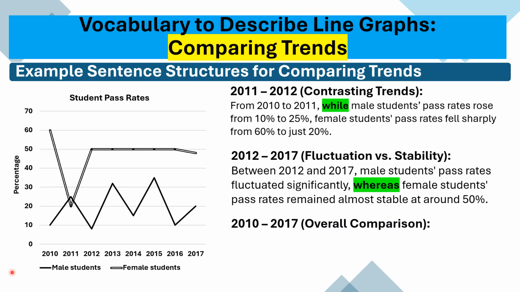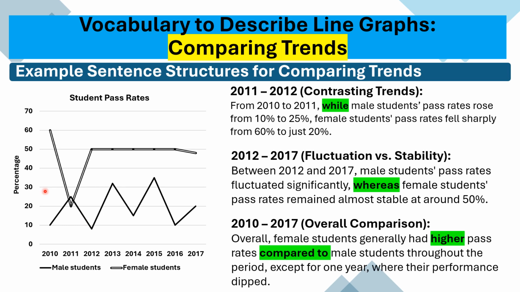Finally, if we look at the overall trend, we can notice that female students achieved higher pass rates compared to male students. This can be written as female students generally had higher pass rates compared to male students throughout the period, except for 1 year where their performance dipped.